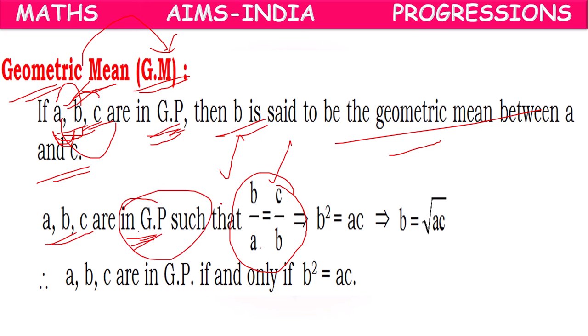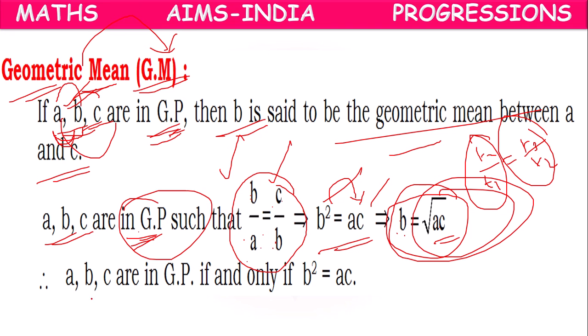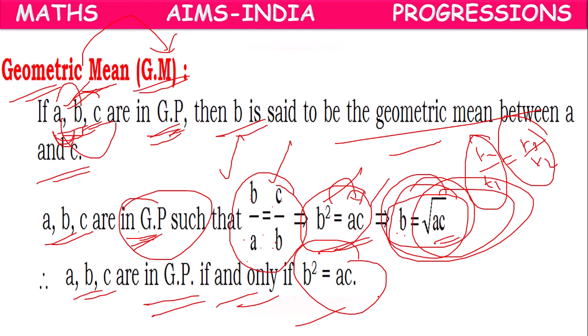because A, B, C are in GP. What does it mean? T2 by T1 ratio equals T3 by T2, which means the ratio between any two terms will be constant. So B by A equals C by B, or B into B, B square, equals A into C, AC. B square equals AC. Or if the square goes to this side, it will become a root. B equals root of AC. So A, B, C are in GP if and only if B square equals AC, or B equals root AC.